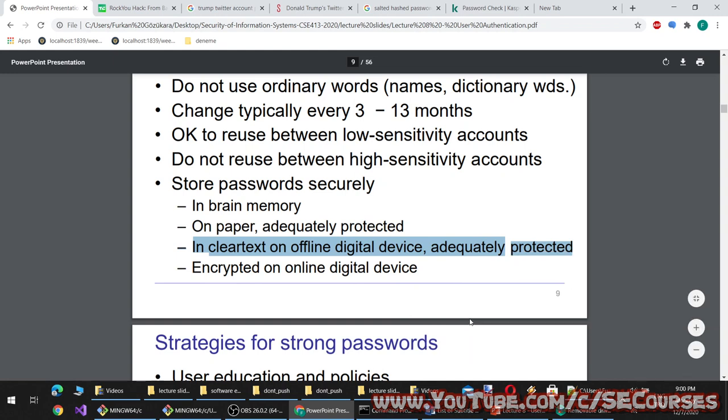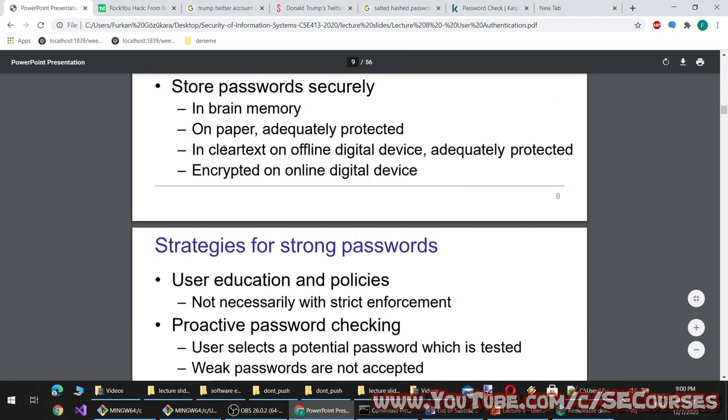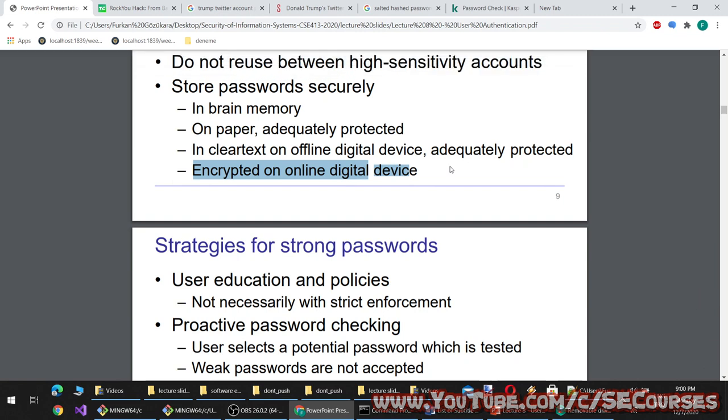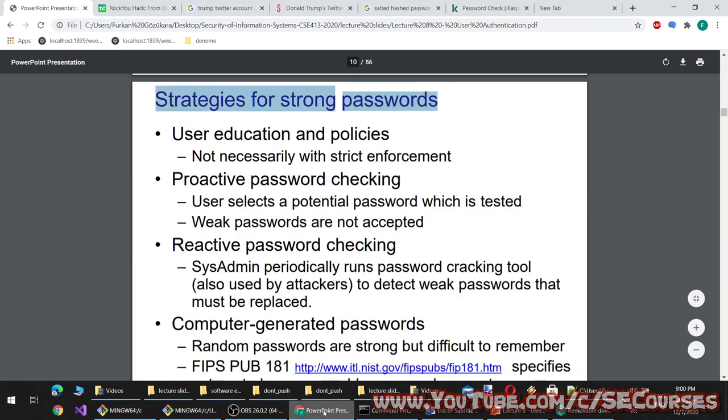In clear text on an offline digital device, adequately protected. This is also a possible way. Let's say you are keeping it on a USB flash memory, which is not connected to your computer. Encrypted on an online digital device. If you encrypt your password with another password that you keep in your brain memory, it would still be pretty secure.